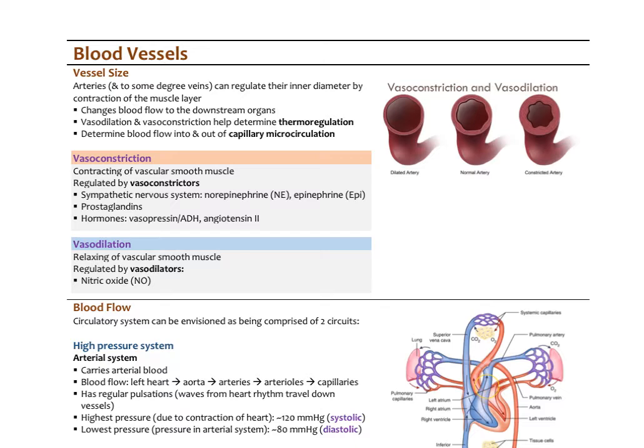So what regulates vasoconstriction? This would be, of course, the contraction of the smooth muscle, and that's going to be regulated by vasoconstrictors. And the most common vasoconstrictors in the body would be your sympathetic nervous system. So your arteries and arterioles are highly innervated by the sympathetics, the veins much less so. But the sympathetics really innervate the arterial system. And of course, the major neurotransmitter of the sympathetics is norepinephrine.